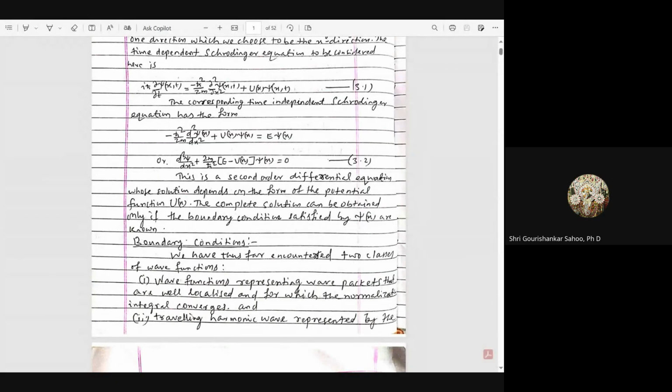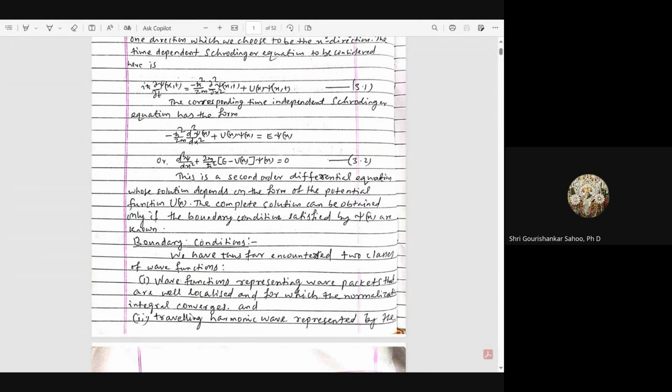So you can write d square psi by dx square plus 2m by h cross square multiplied by E minus U psi is equal to 0. You can see this is a second order differential equation, and its solution depends on the form of potential, that is U, which is a function of x only. And the complete solution can be obtained only if the boundary conditions satisfied by psi are known.